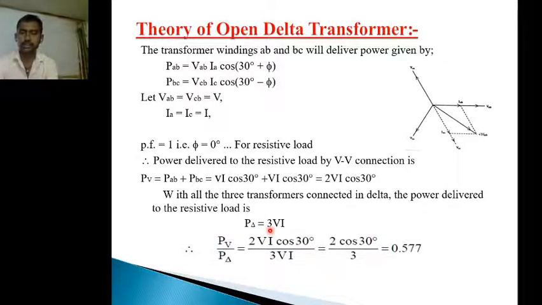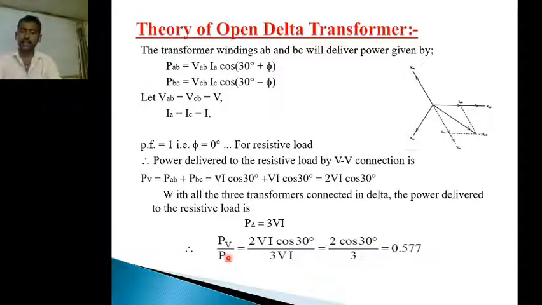So the ratio will be 2 VI cos 30 divided by 3 VI. VI cancels. So 2 cos 30 by 3, that means 2 into root 3 by 2, by 3. The 2 cancels. So root 3 by 3, that means 1 by root 3. That is 0.577. That means 57.7% of the normal delta connection power will be developed in the open delta configuration.